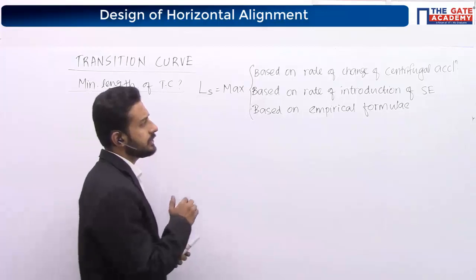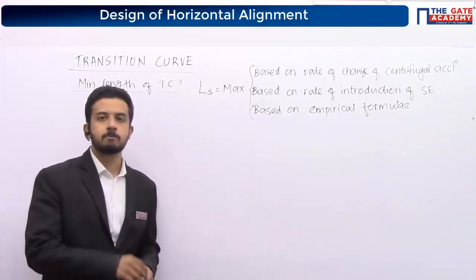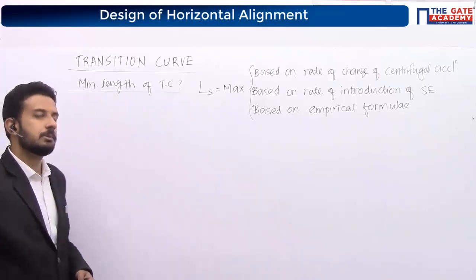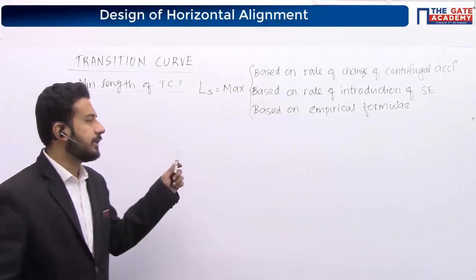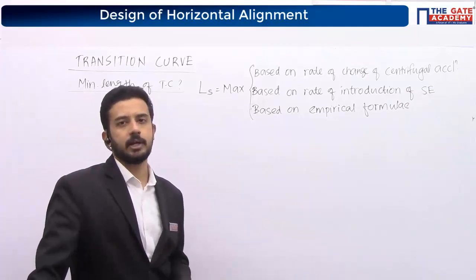So based on the first criteria, rate of change of centrifugal acceleration, we are going to calculate one value. Based on rate of introduction of super elevation, another value. Then based on some empirical formula, a third value. Whichever is maximum, that will be our final answer.